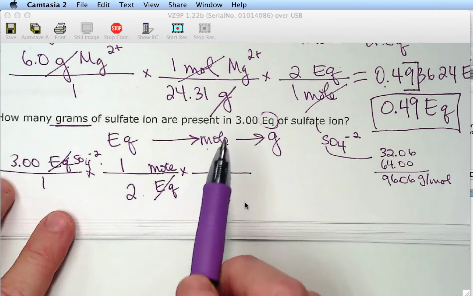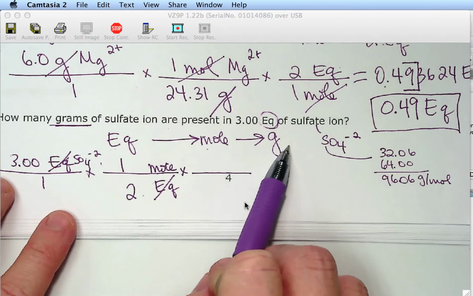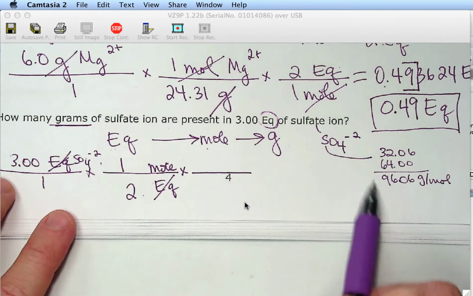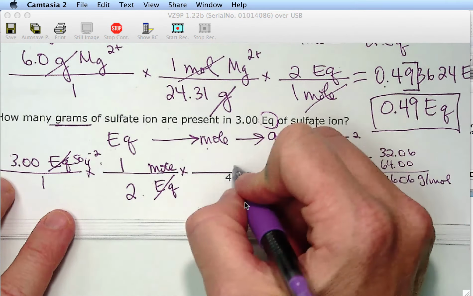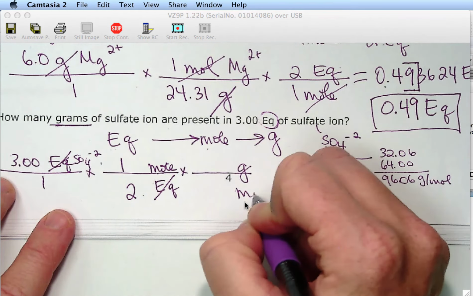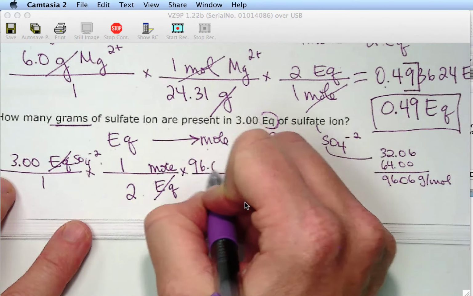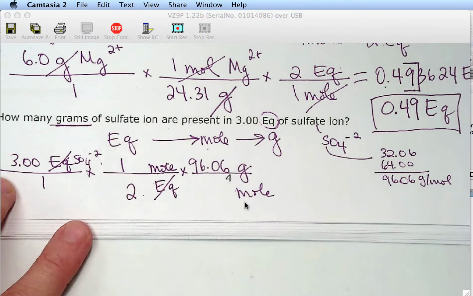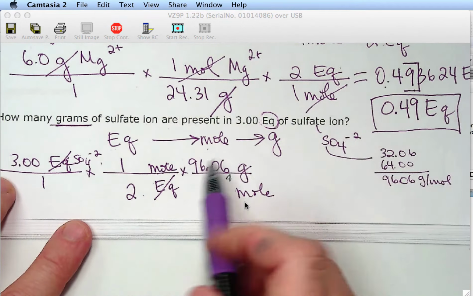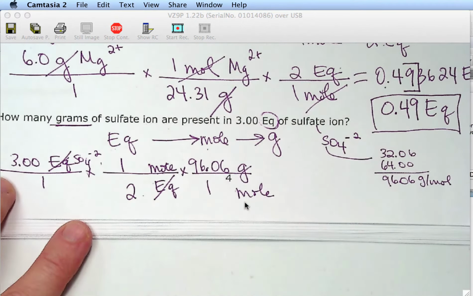Now I need to go moles to grams. So that's when I'm going to use this molar mass. The grams need to be on the top. The moles need to be on the bottom. So 96.06 is married to that grams. They're not going to break apart. They stay together. 1 mole.